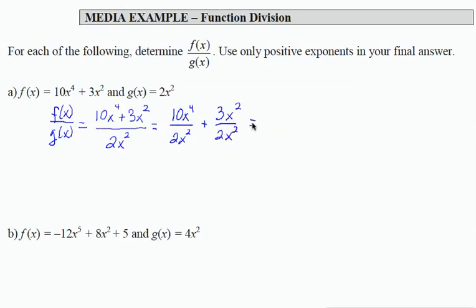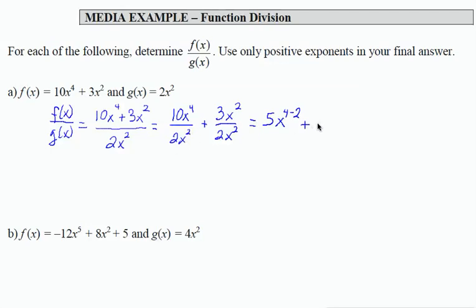So for the first fraction, I have 10x to the fourth divided by 2x squared. Well, 10 divided by 2 is 5. And x to the fourth over x squared, well, that's really x to the 4 minus 2. Plus, and notice now there's nothing left in the denominator.